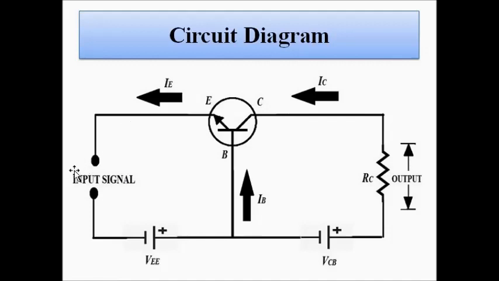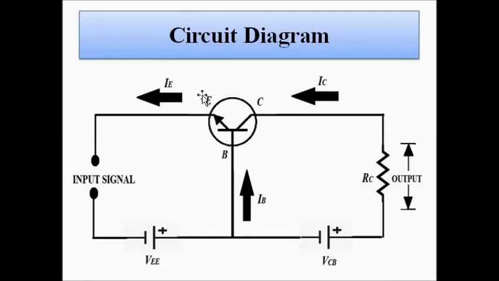Okay, now another important thing to take care of is that if the input signal is of an alternating type, let's say a sinusoidal signal, then even during the negative peak of the input signal, the emitter base junction should still be forward biased. It means that during the negative peak of the signal, this voltage VEE should be selected in such a way that the emitter base junction of the transistor is always forward biased regardless of the amplitude of the input signal. Okay, it should always be greater than 0.7 volt for silicon and 0.3 volt for germanium.